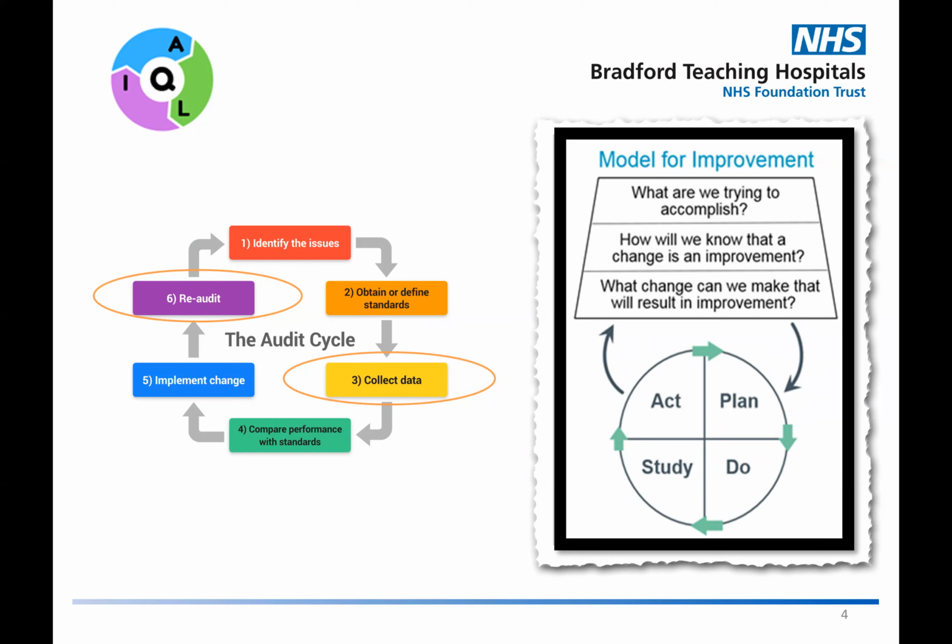Often several changes are implemented between the audit data collection points, which means that even if improvements are seen from the re-audit, we never really understand which change has resulted in the improvement, or indeed if any of the changes have resulted in improvement. It may just be a coincidence. This makes replication difficult.